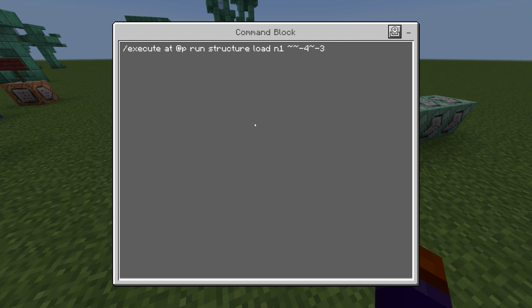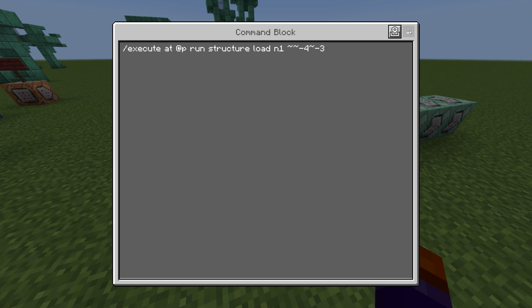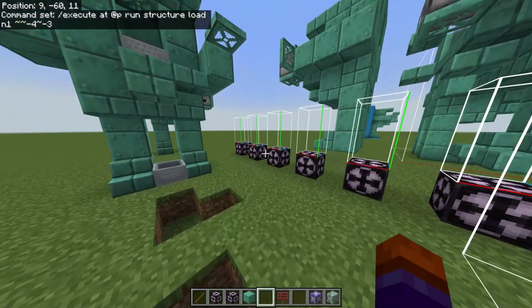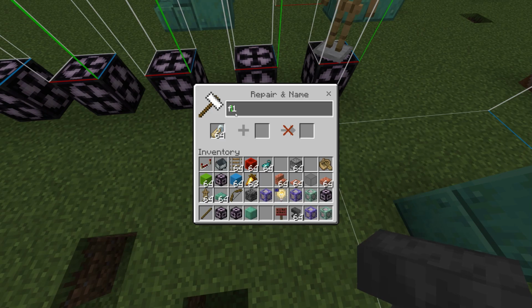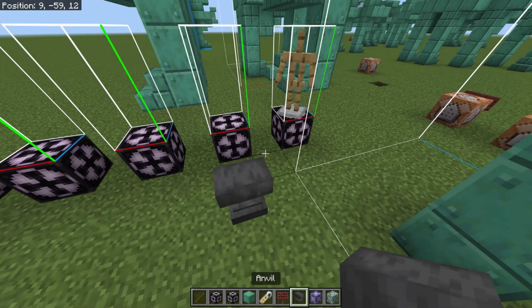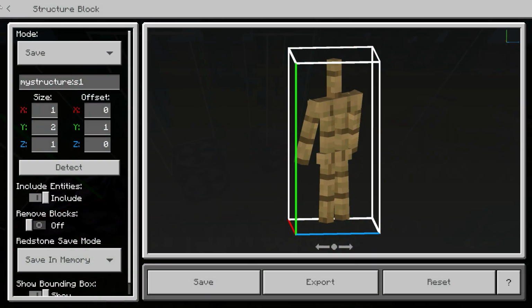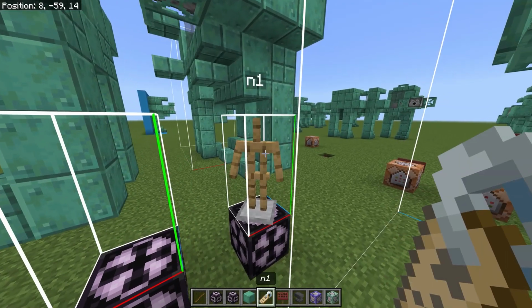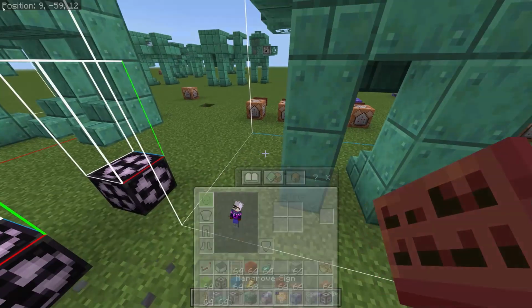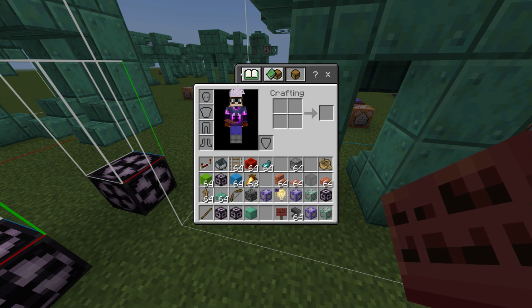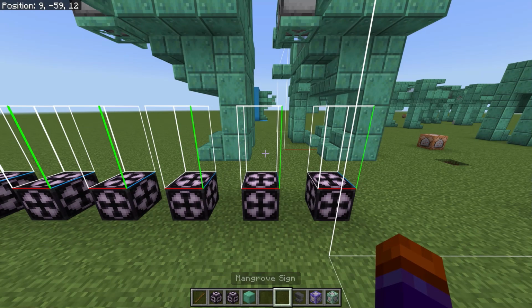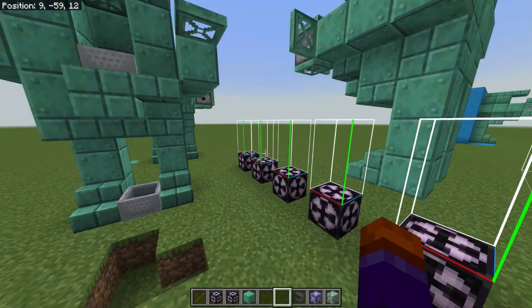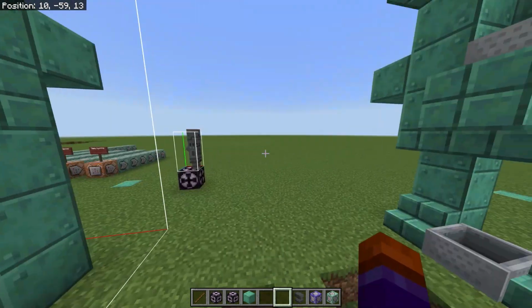So this right here, see N1, this is north 1. So I'm going to show you this over. Okay, so I took an armor stand and I named it N1, and then I saved it in the structure. This is S1. So I named it and then I saved it. But make sure you save the structure and then you destroy it. Otherwise, the mech will try to spawn, or the structure will try to load there, destroying all this or some stuff. So that's not good.